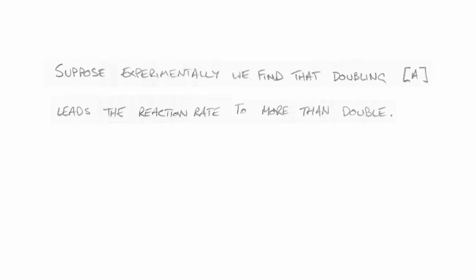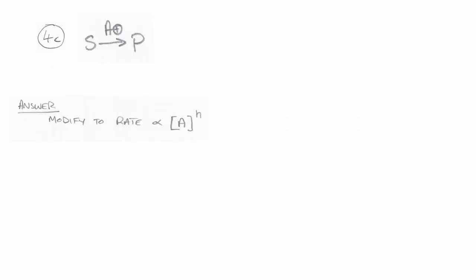There's another modification we might want to look at now. Suppose experimentally we find that when we double the amount of A in a system, the reaction rate actually more than doubles. How could we model that? Well, if you remember the Hill equation, we could say, let's try setting the rate to be proportional to the amount of A present raised to the power of n, and we will let n vary from 0 up to whatever number we like.